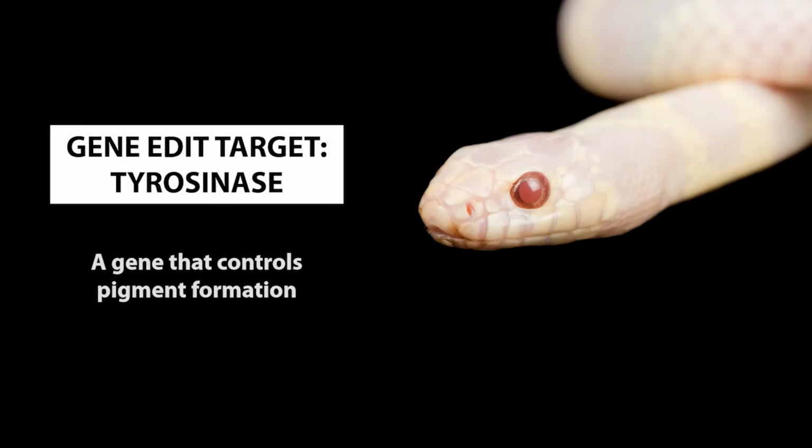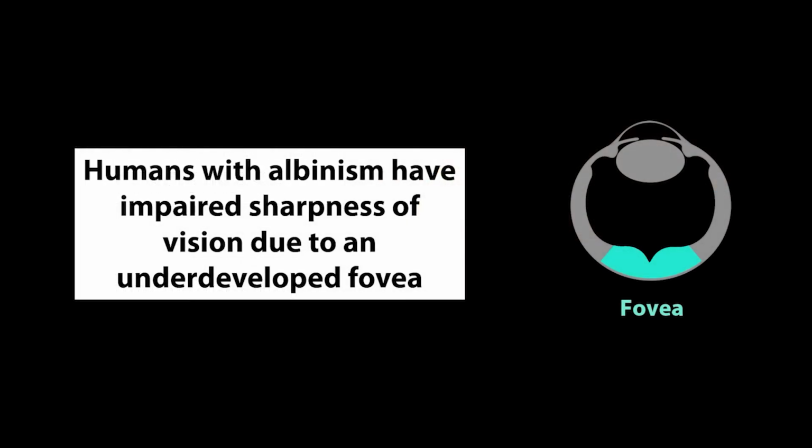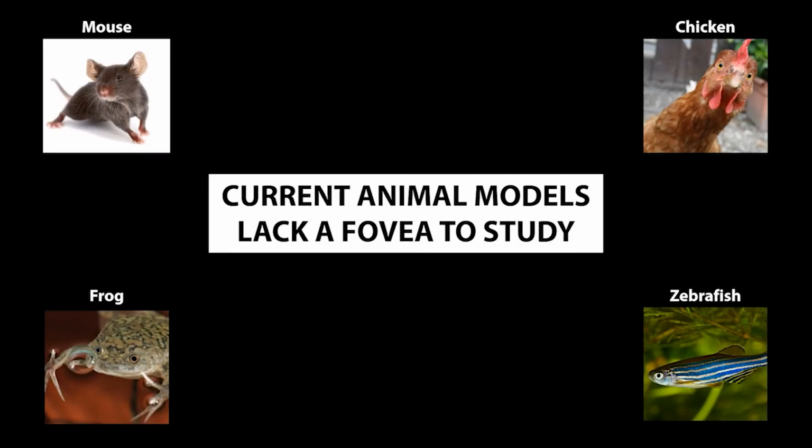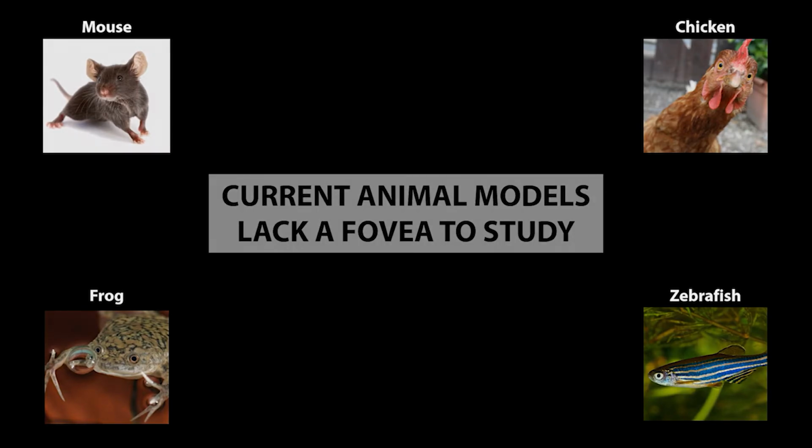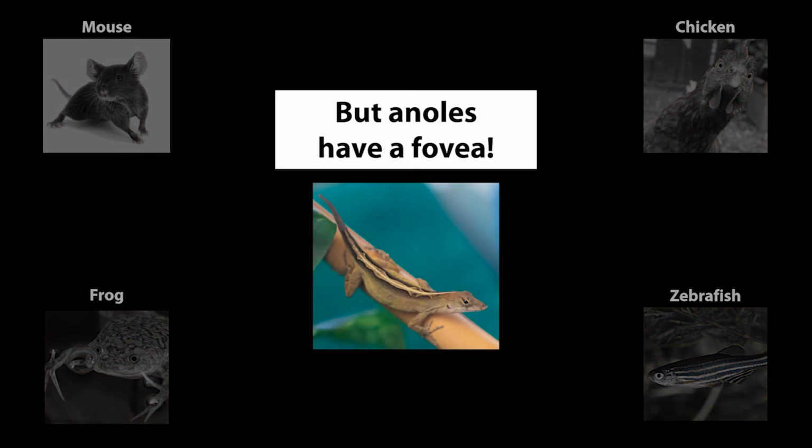Using CRISPR, we decided to create a mutation in a gene called tyrosinase. This gene is necessary to form pigment, and mutations lead to albinism in other animals. Interestingly, humans with albinism often have vision problems, and this is due to underdevelopment of a part in the retina we call the fovea. This structure is important for our clarity of vision. Until now, foveal development has not been very well studied because none of the major models used today have a fovea. But the fovea is present in anoles.